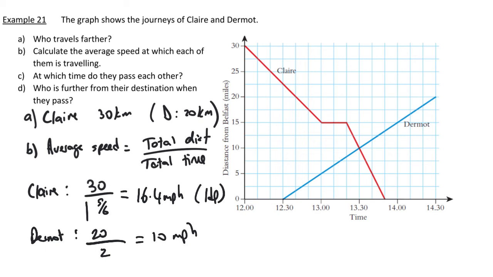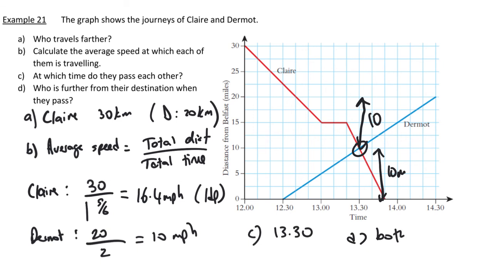Part C, at what time do they pass each other? Well, we can see that's the point where the two lines meet, and they pass each other at 1:30 or 13:30. And part D, who is further from their destination from where they pass? So what we can see is that Claire, at the point that they pass, is 10 miles from the destination, and Dermot is also 10 miles. So they both have 10 miles to go.